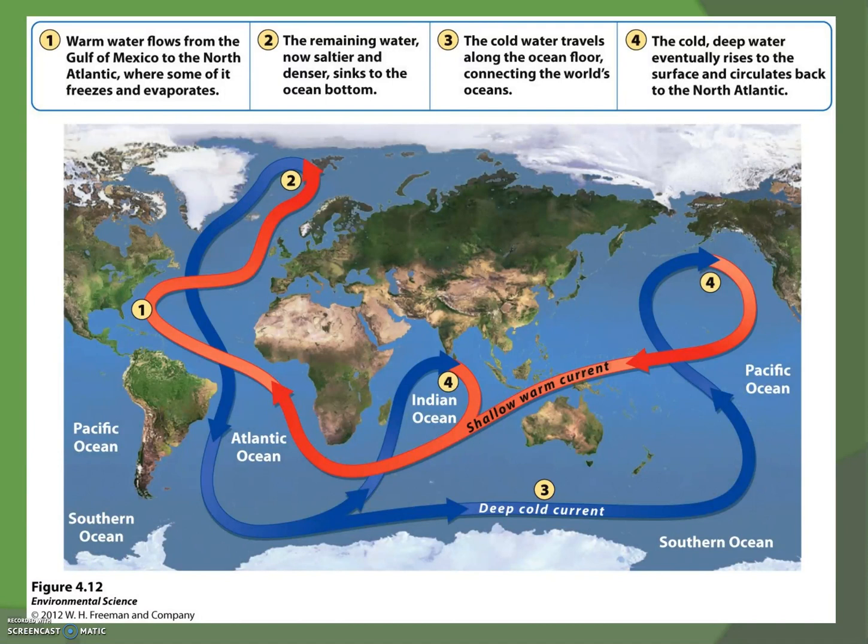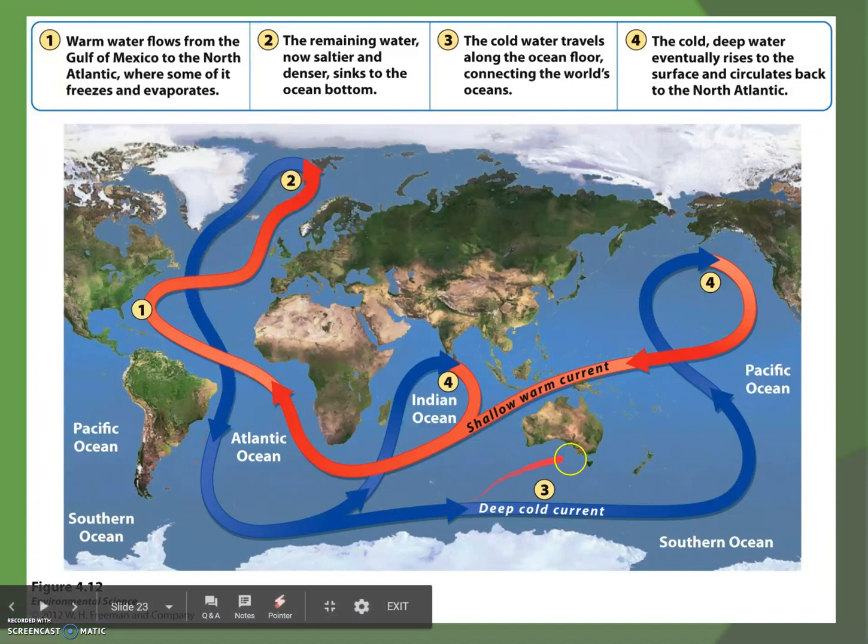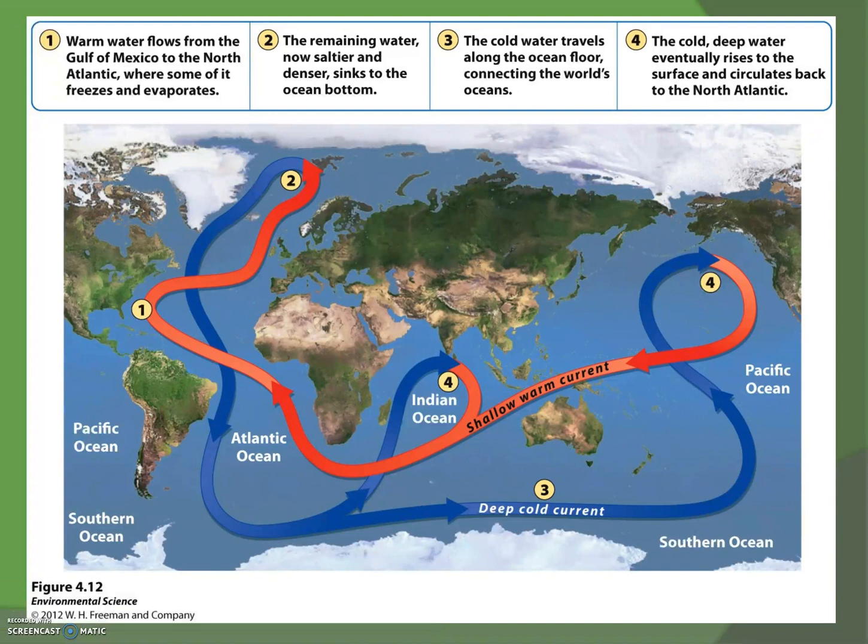But this is the overall global circulation. So you saw all the minor circulations. Here you can see the big overarching currents that take place in the globe. All those smaller currents that we looked at a couple of slides ago combine to make one overarching current.